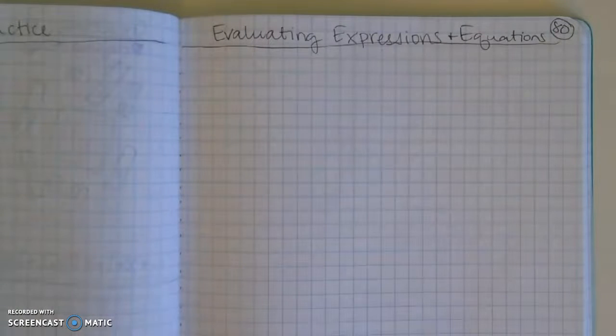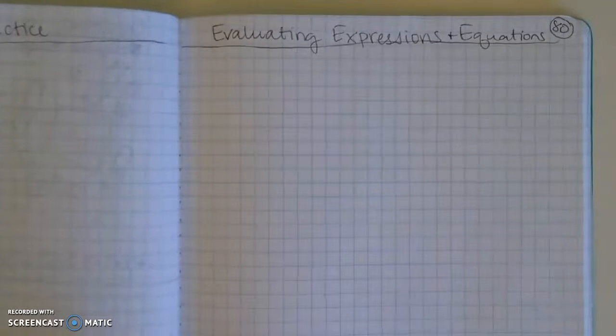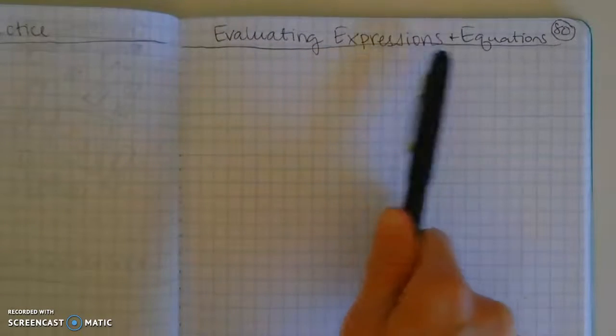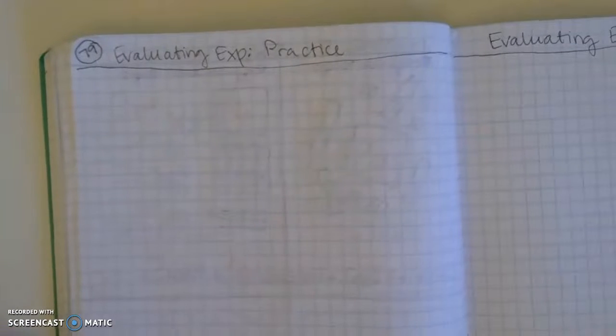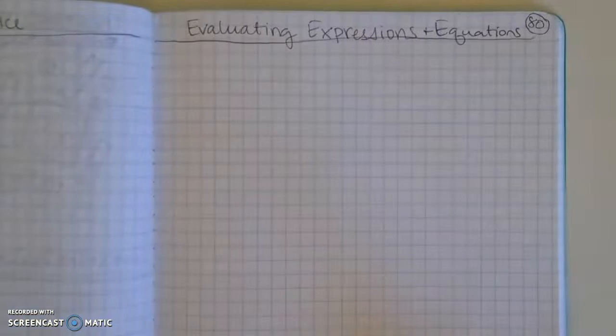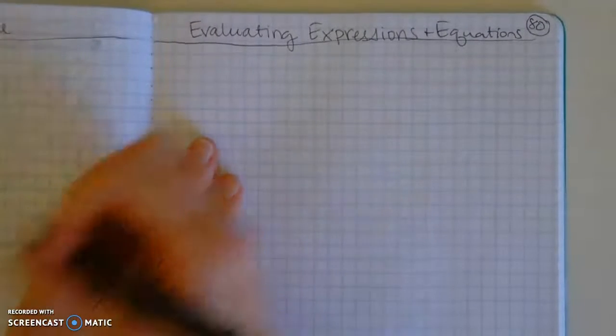We are going to continue talking about expressions and we're going to practice evaluating them when we have a variable given to us. So if you haven't already, you're going to set up page 79 and 80. 80 is going to have this title, Evaluating Expressions and Equations, and 79 will have the title, Evaluating Expressions Practice. It's going to be evaluating both of them, but that's our practice page, okay? So we're going to start by defining what it means to evaluate an expression.